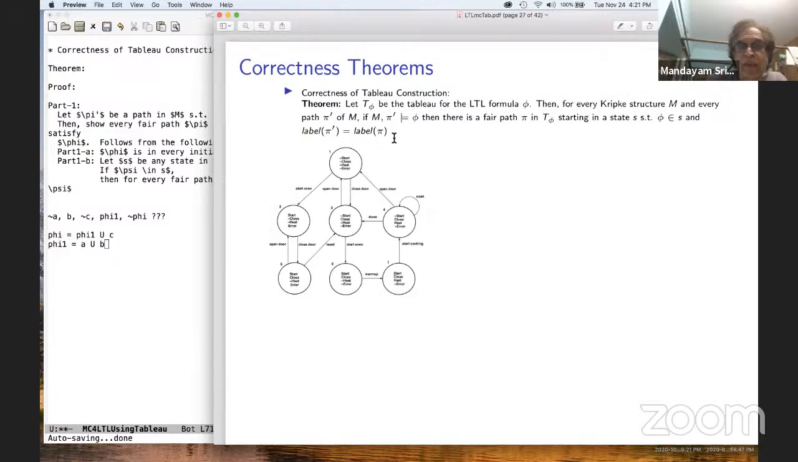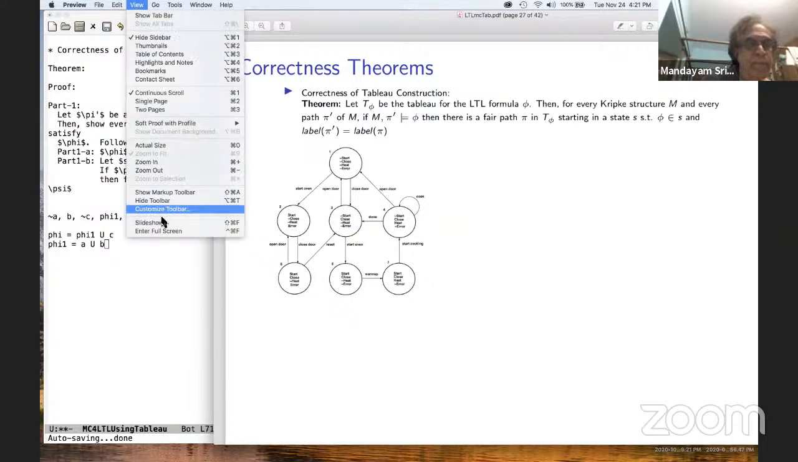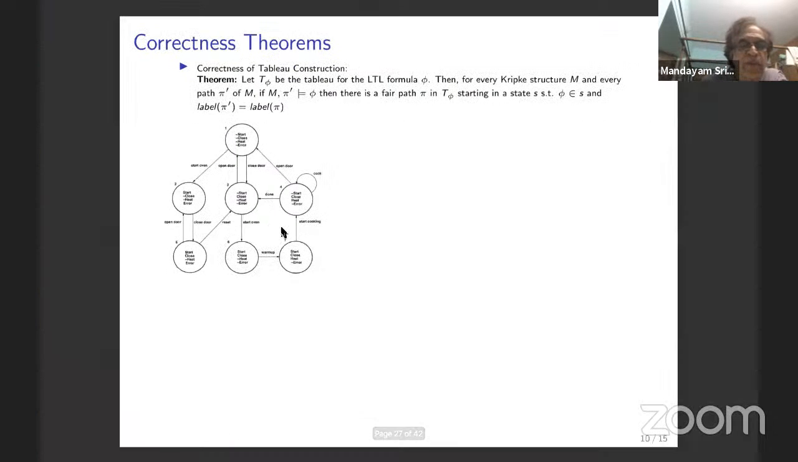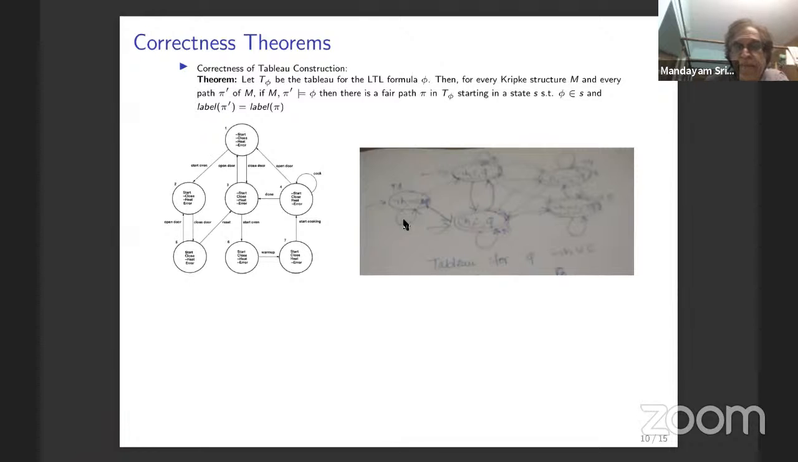To see what this means, let me use this example. Let me make this bigger. So remember, this is the microwave example, okay? I'm considering the property not H until C. H here stands for heat being true, and C stands for close.